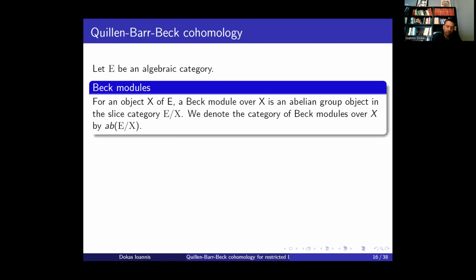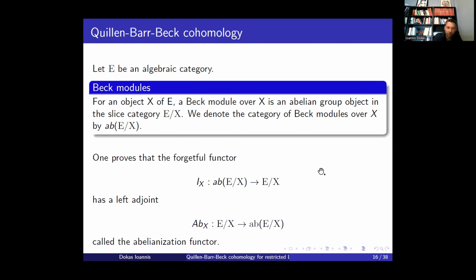In this way, we see that there is a forgetful functor from the category of abelian group objects in the slice category to the slice category. And this forgetful functor, under the hypothesis that your E is a quite nice category, an algebraic category, admits a left adjoint. So there is a functor from the slice category to the category of abelian group objects in the slice category. And this functor is called the abelianization functor. So we'll need this functor in order to define cohomology.